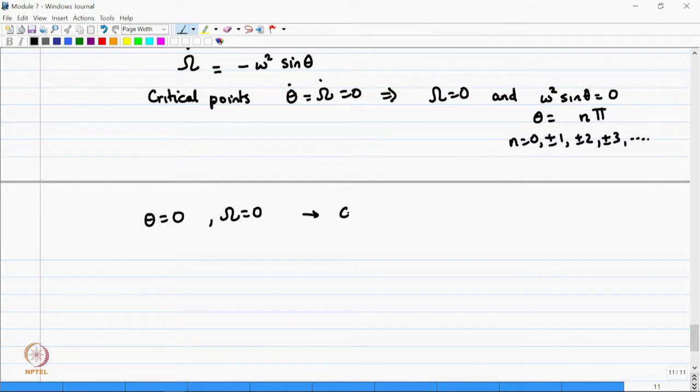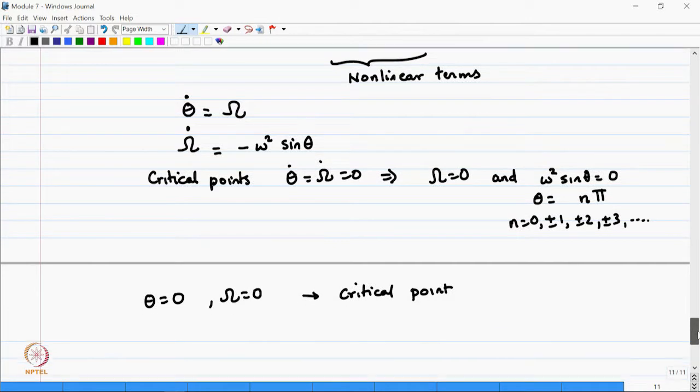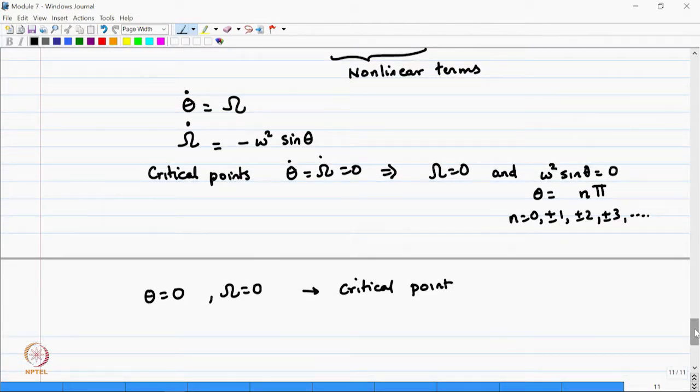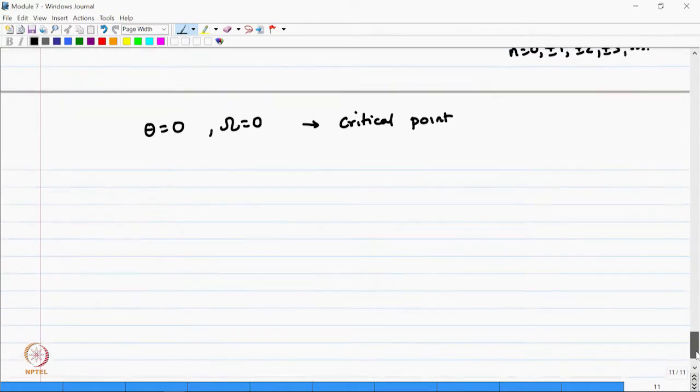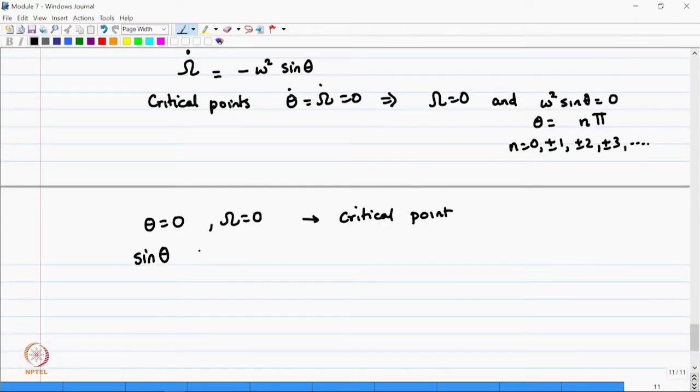Now, theta equal to 0, omega equal to 0, this is one critical point. When theta becomes 0, you can clearly see omega is 0, omega dot is 0, everything is 0. We will see soon that this point has a certain feature, whereas the other ones will have certain other features. Let us take sin theta for theta close to theta equal to 0. Close to the critical point, I can write sin theta approximately equal to theta.